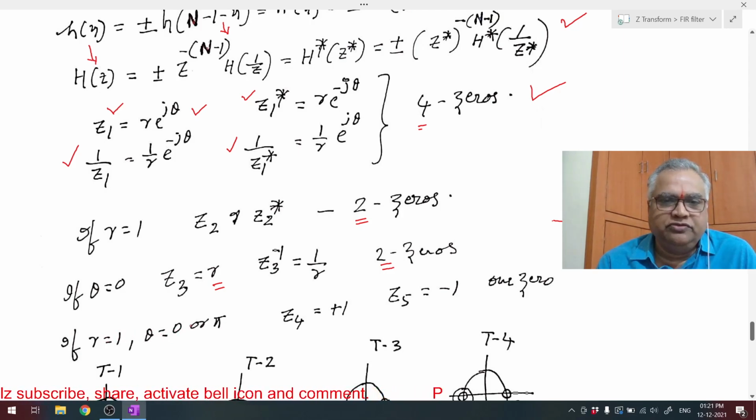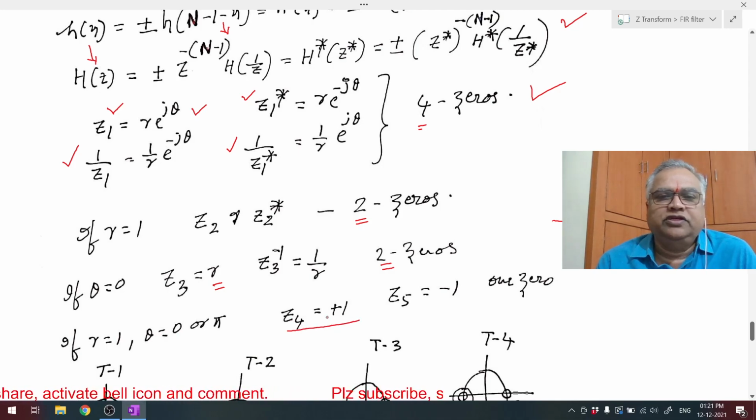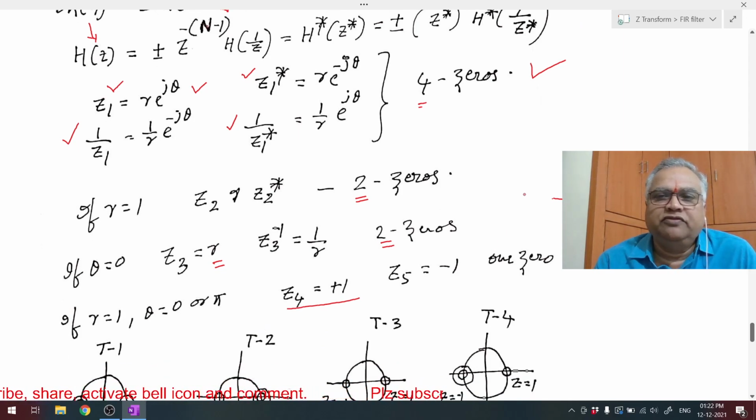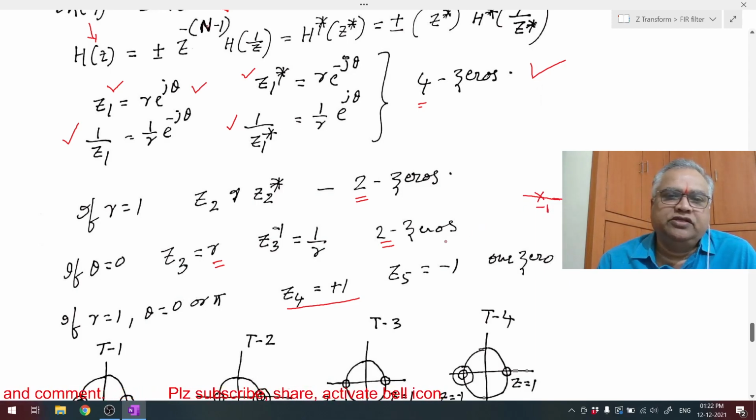If r is equal to 1, θ equal to 0 or π. In the first case, if you take r equal to 1 and θ equal to 0, this contains only 1, z4 equal to plus 1. If θ equals π, then z5 equals minus 1, because the angle is 180 degrees now. So the angle is 180 degrees, it will be located somewhere here. This is minus 1, because r is equal to 1, but angle π, so this will be minus 1. So under z5 combination 1 zero, z4 also 1 zero, under z3 2 zeros, z2 2 zeros, z1 4 zeros.